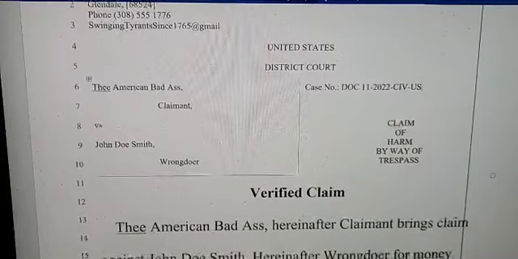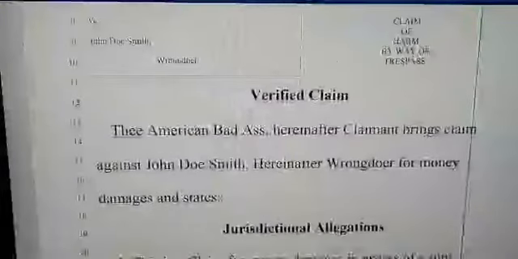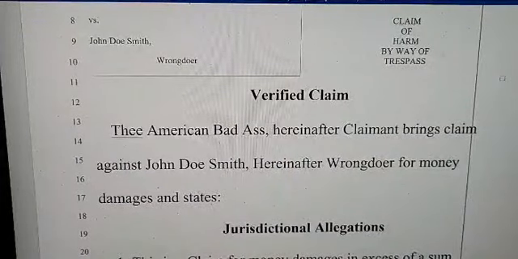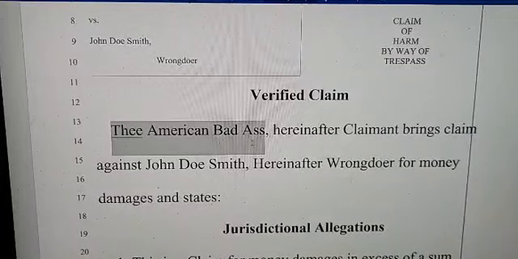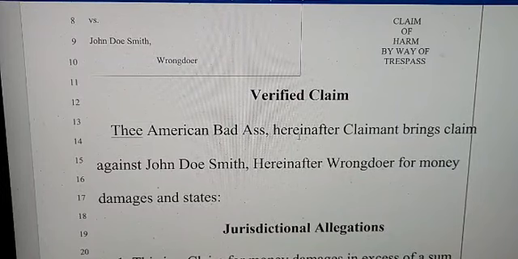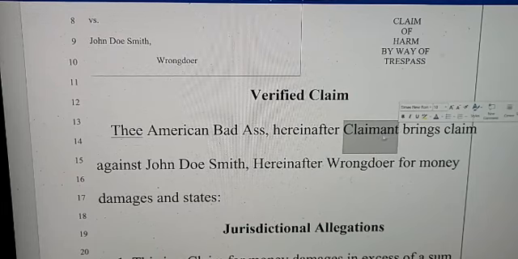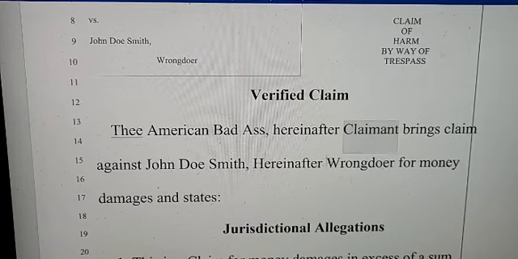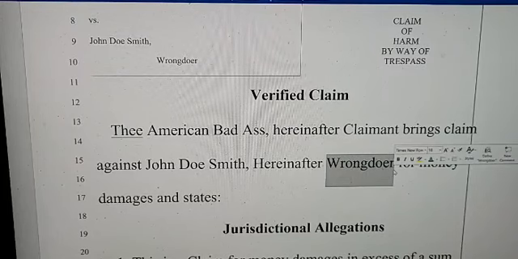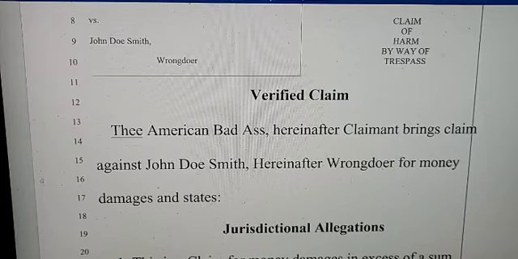So, a claim of harm by way of trespass, verified claim, the American Badass, hereinafter claimant. We're doing that so I don't have to keep repeating it over and over again. Saying it one time is more than enough. It just simplifies things. Brings claim against John Doe Smith, hereinafter wrongdoer, instead of saying John Doe Smith every sentence.